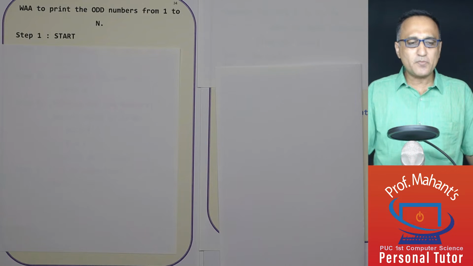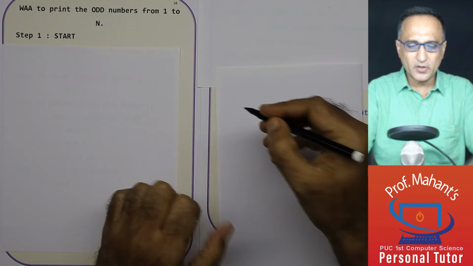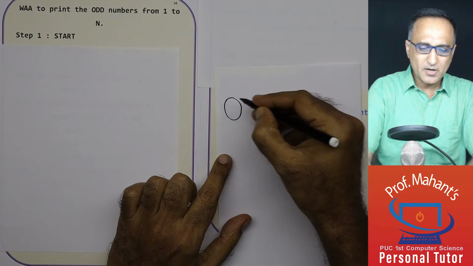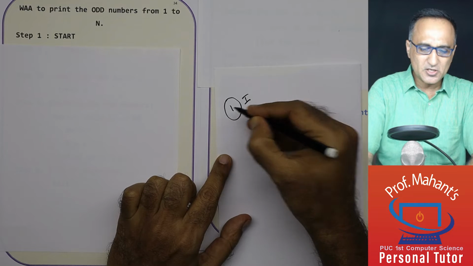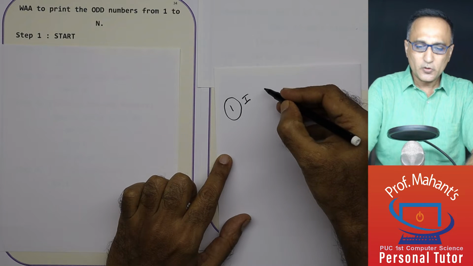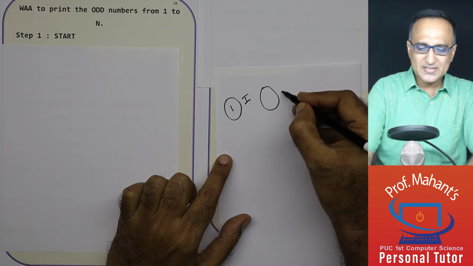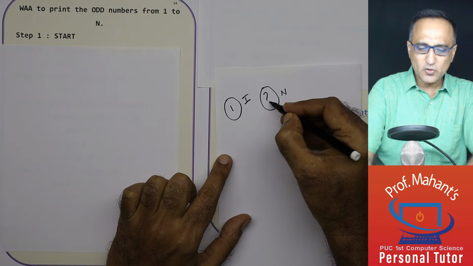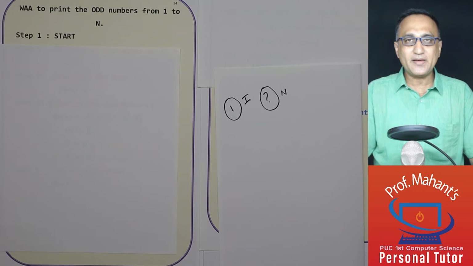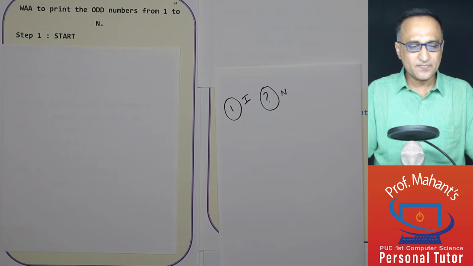So the first thing you need to decide is what are the variables or memory locations you require. You require one memory location called I with the initial value 1. You require another memory location called n, for which the user is going to enter a value. It could be 11, 13, 101, 1 million, whatever it is. So let's take a look at the steps.